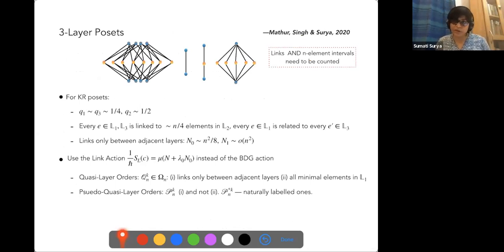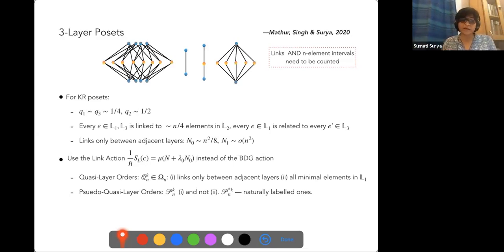And of course, once you come to 3-layer orders, we are stuck because we can't ignore things that are intervals of non-zero size, because the Benincasa-Dowker-Glaser action includes all such intervals, and they're all present. But if I look at the Kleitman-Rothschild posets, here's more detail on what they really are. Not only are they 3-layer, the ones that are dominant have the property that in layer 1 and layer 3 the filling fraction is 1/4, whereas in the middle layer the filling fraction is 1/2. Moreover, these are all combinatorial arguments coming from the Kleitman-Rothschild results: every element in layer 1 is related to half the elements in layer 2, and similarly every element in layer 3 is related to half the elements in layer 2.